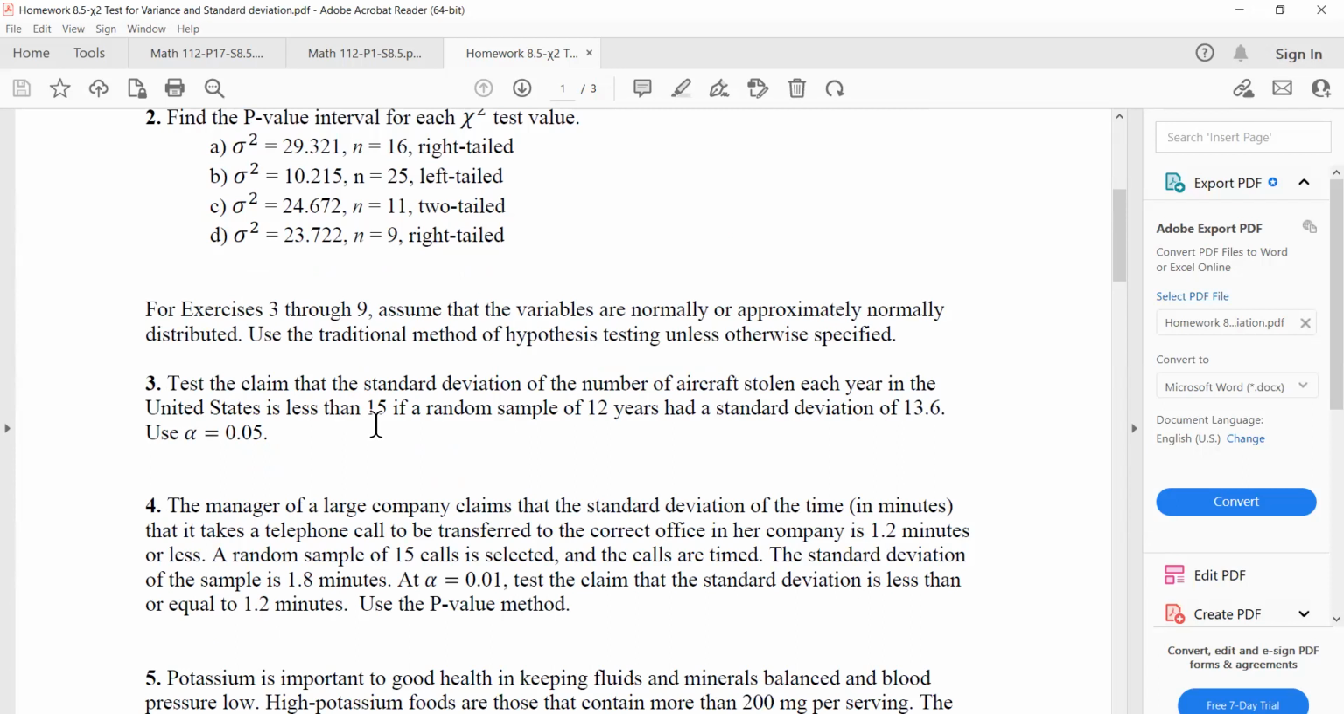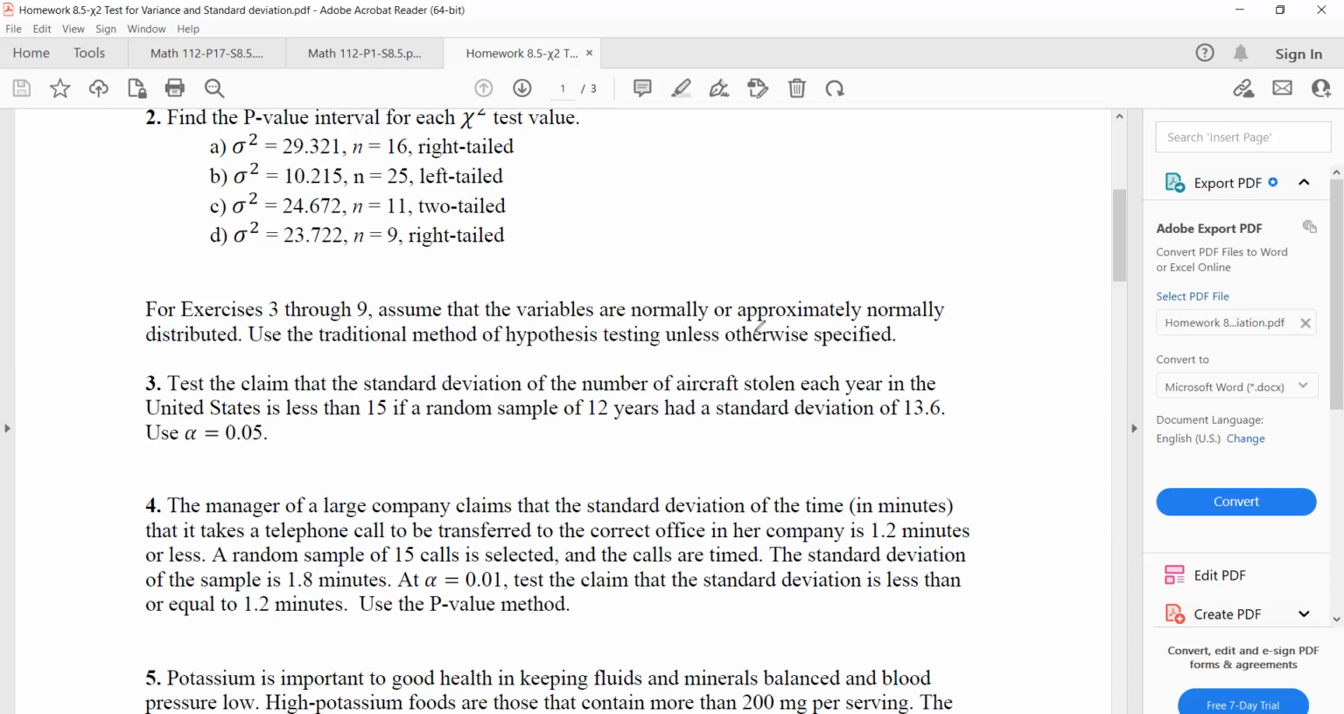What is my sigma in number 3? 0.05. That's my alpha. Sigma is what the standard deviation is. Oh, 13.6. I wasn't looking. Okay, okay.